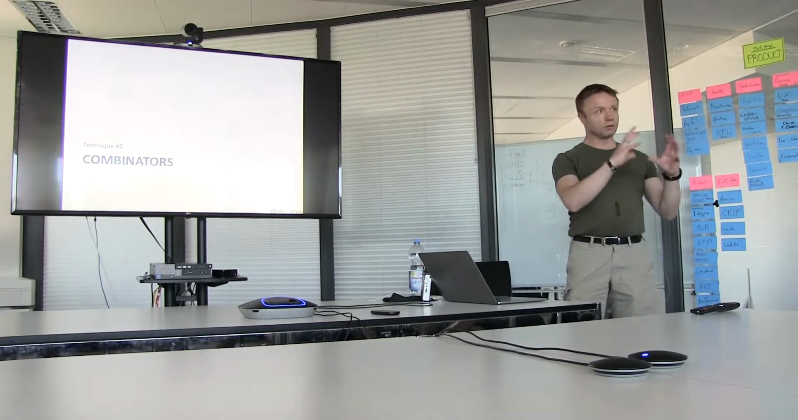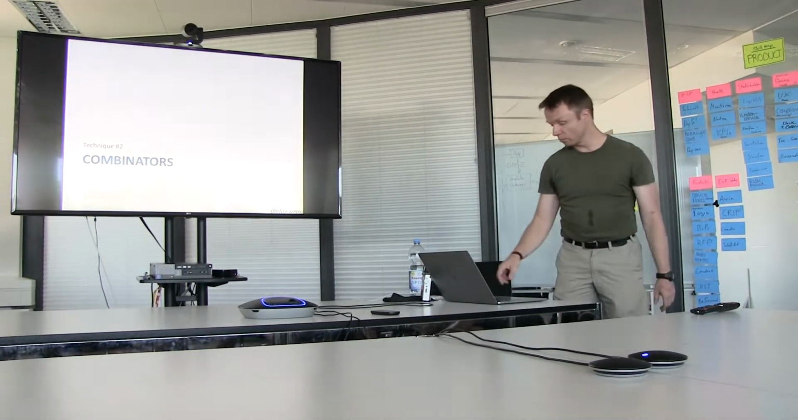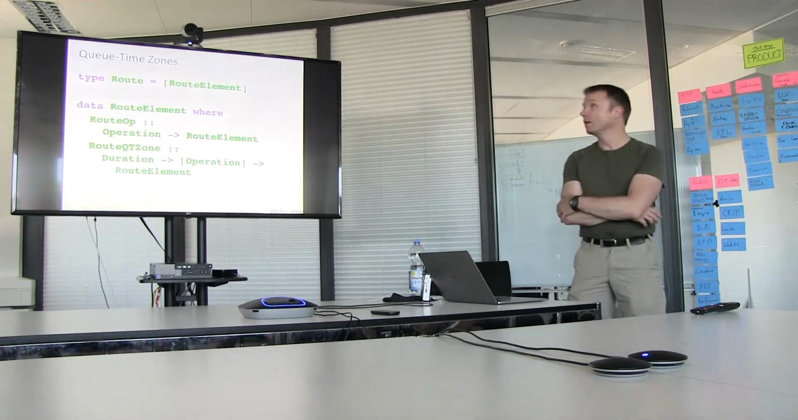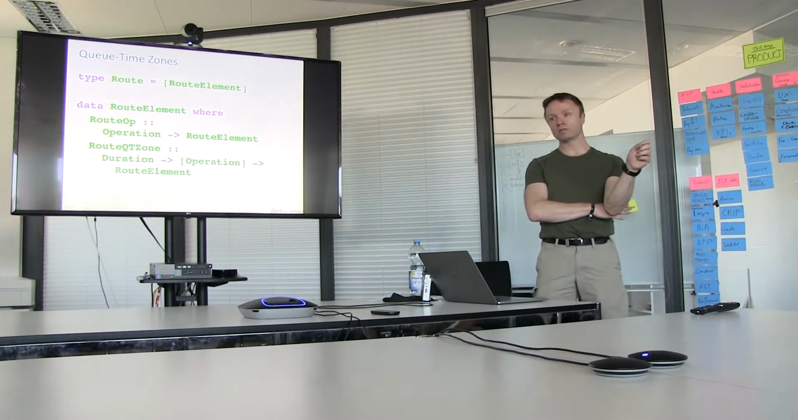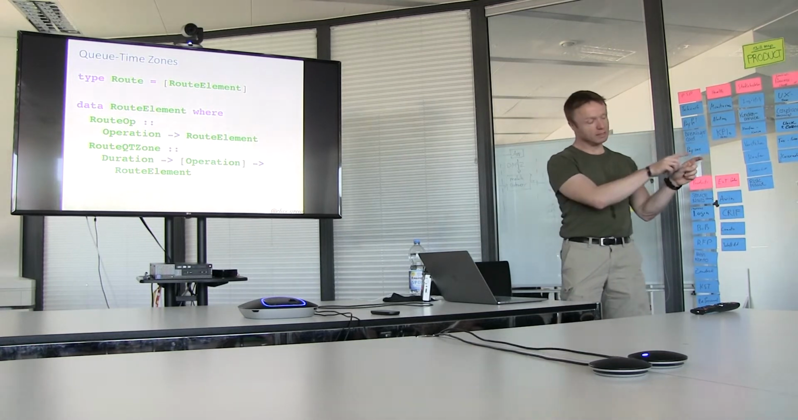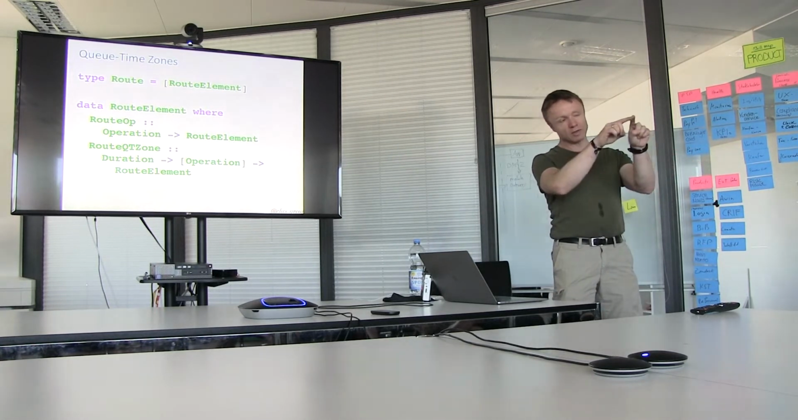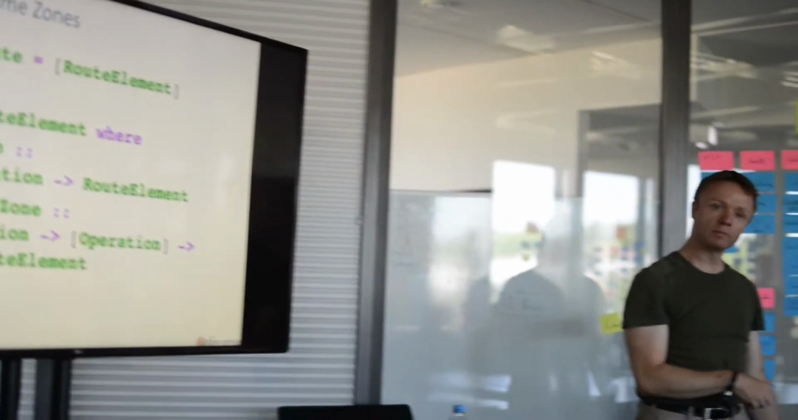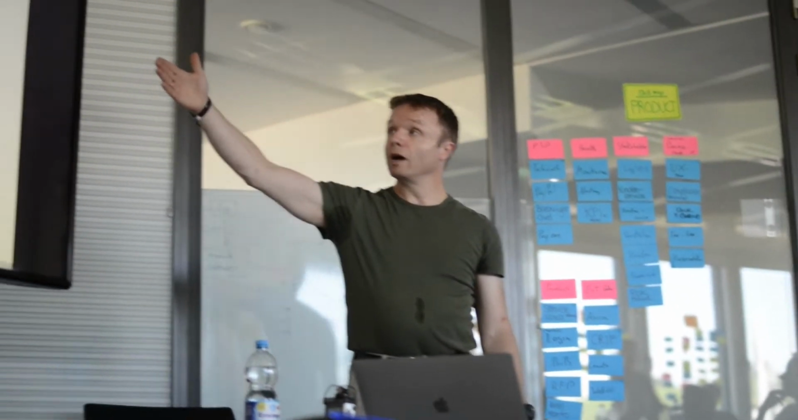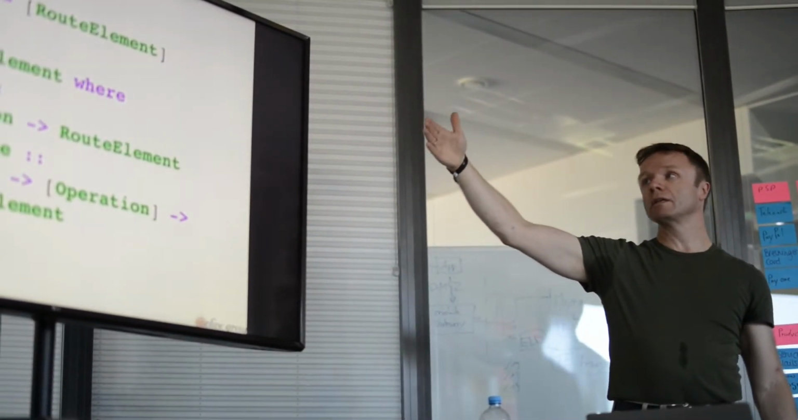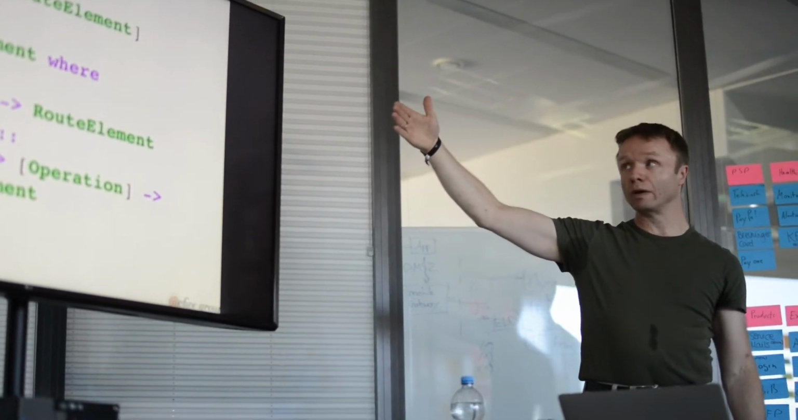Okay. So you saw a very simple example of just direct modeling. We're going to extend that to this queue time element thing. So before that, we said a route is just a sequence of operations, and now we know a route might either consist of operations, but it also might have a queue time zone inside it. So if you just put that language directly into code, then it might look like this. A route is now not a list of operations, but a list of route elements.